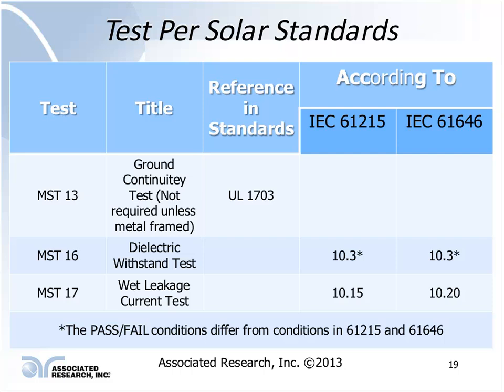And then we have what's called the wet leakage current test, and this one is a little bit different, and I'll discuss this on its own. Now, I made a note there that the pass-fail conditions differ on 61215 and 61646. They do. It says that in the 61730 standard. They do differ, but they're also pretty darn close, so we're going to talk about that as well.